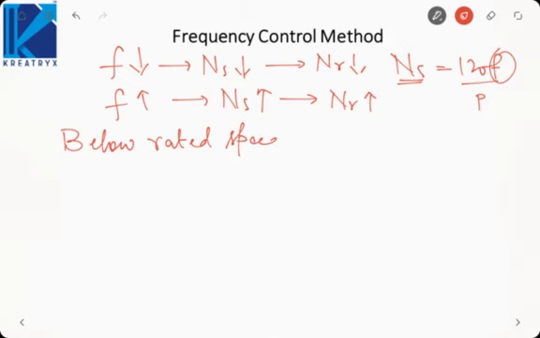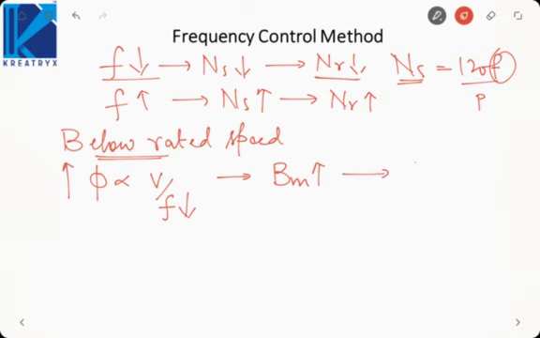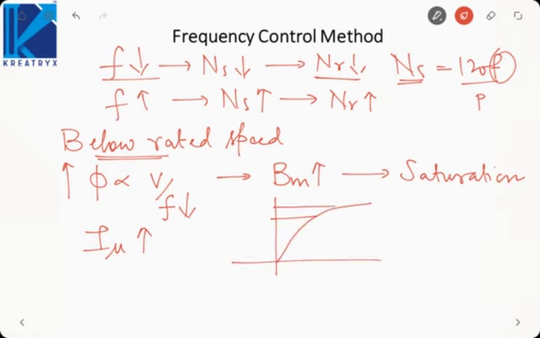Okay, if I want to obtain the speed below the rated speed, now flux is proportional to V by F. So to reduce the speed, we will reduce the frequency. Flux will increase. Due to increase in flux, flux density will also increase, which can cause saturation. In case of saturation, I mu becomes high. For a small change in flux, that is even if we change the flux by a small amount, change in I mu is very high.